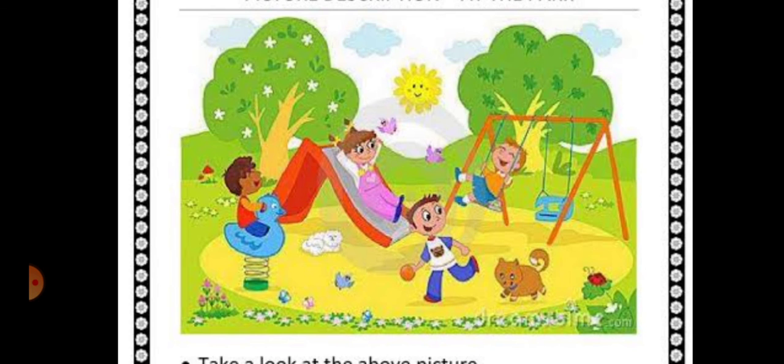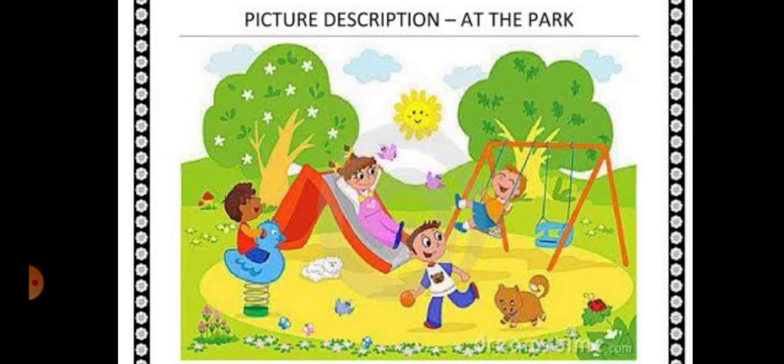You can write 6 to 7 sentences by looking at this picture, and this is your homework. No need to draw this picture again in your notebook. Just give the heading, picture description, and then write the topic of the picture, which is at the park, and then start writing. There should be at least 6 to 7 sentences about this picture.